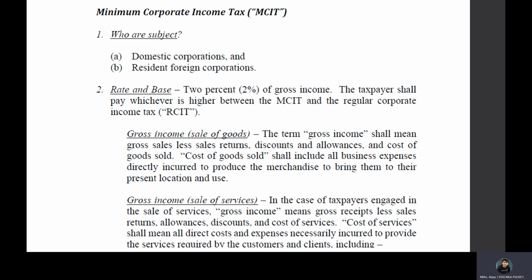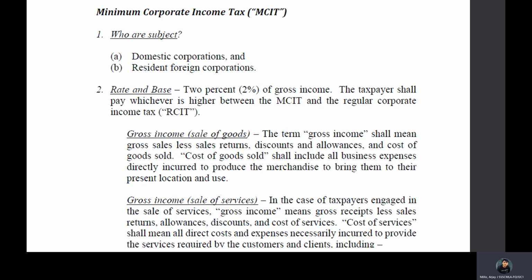For sale of goods, if you're an entity na nagbebenta ng goods, the term gross income shall mean gross sales less sales return, discount, and allowances, and cost of goods sold. Ito yung on the assumption that these sales return, discount, and allowances, and cost of goods sold are all properly substantiated for income tax purposes. So for cost of goods sold, this shall include all business expenses directly incurred to produce the merchandise to bring them to their present location and use.